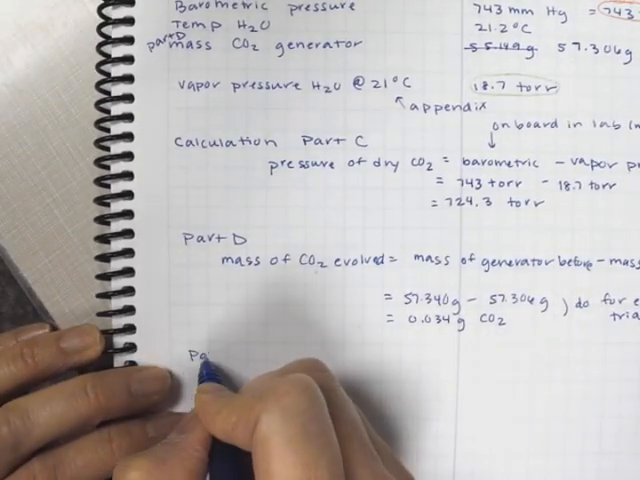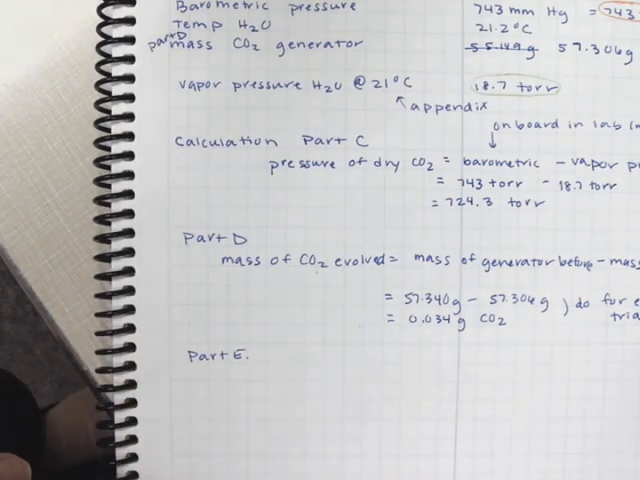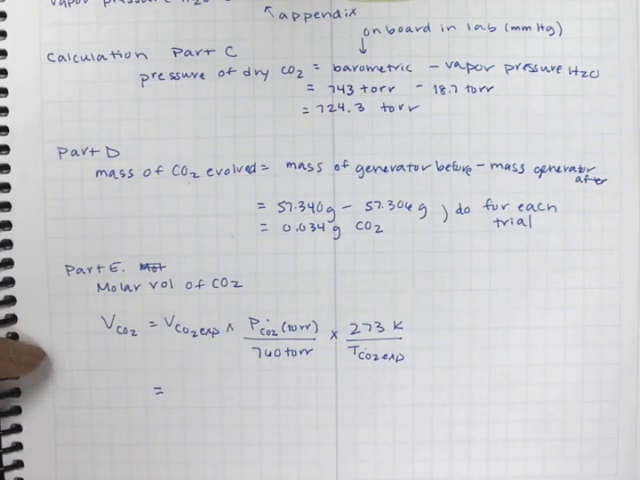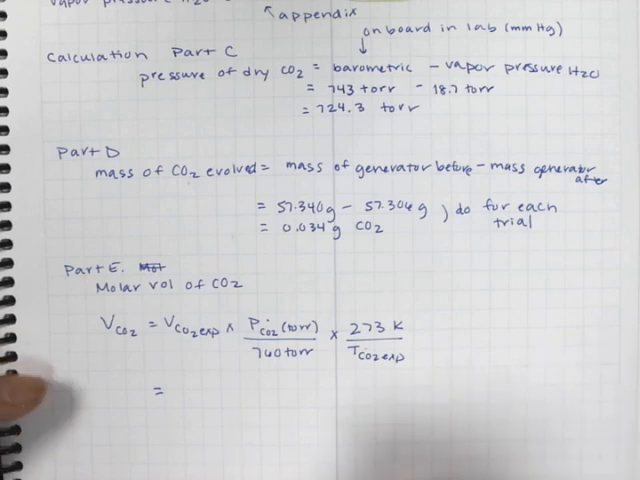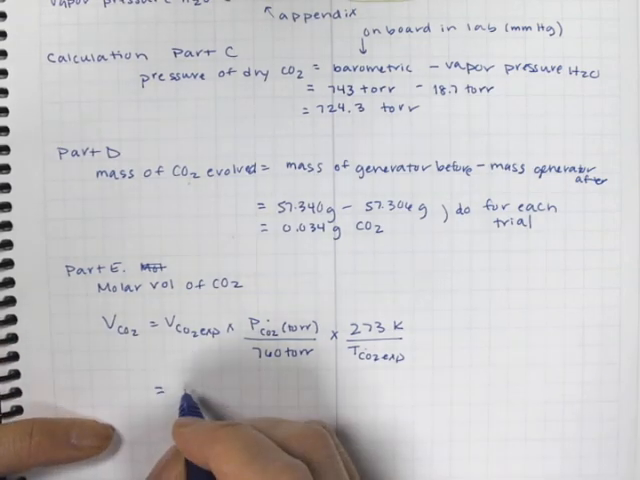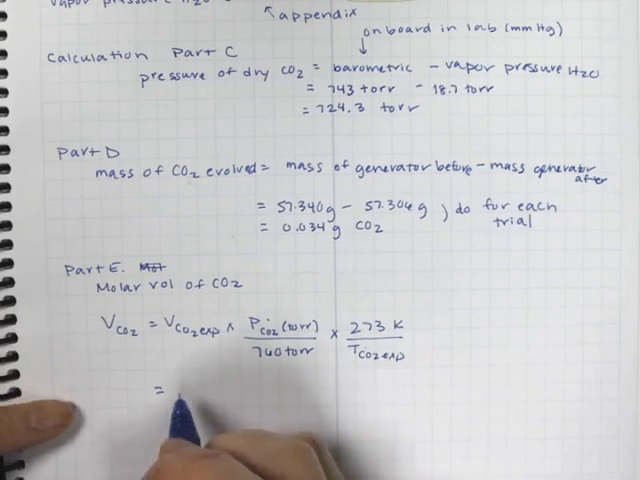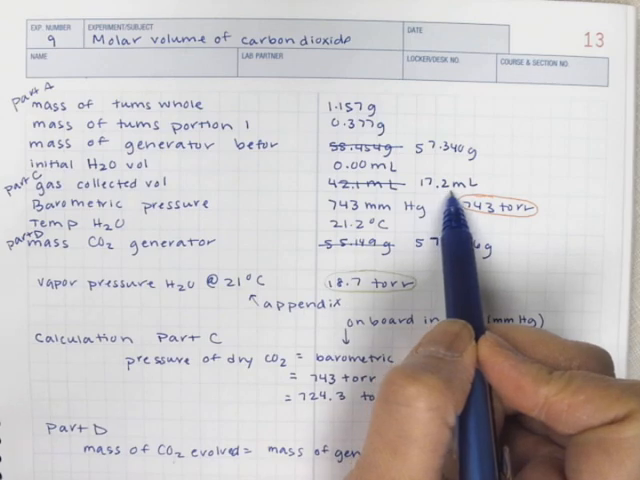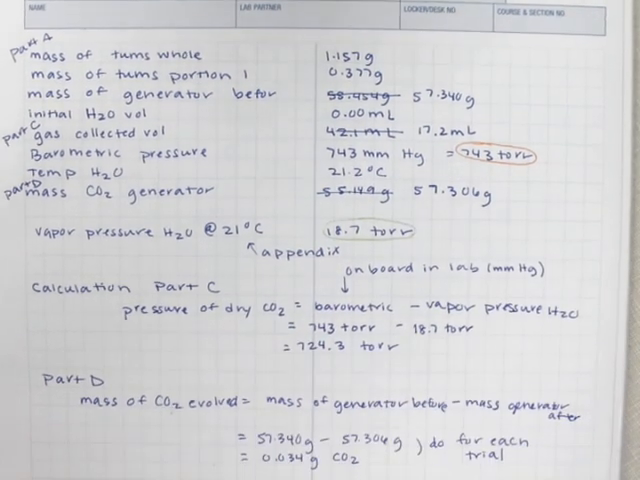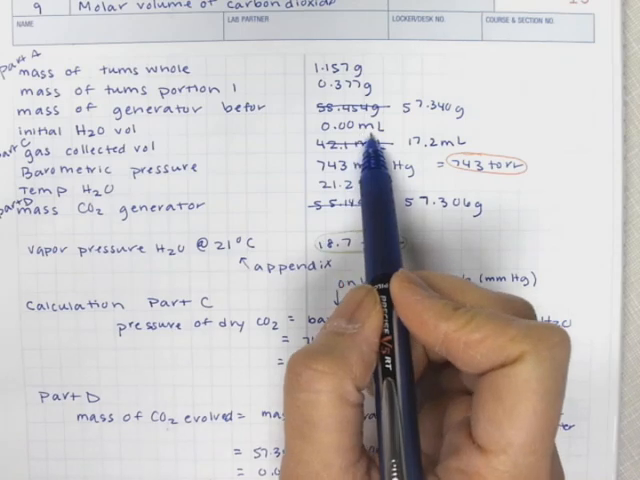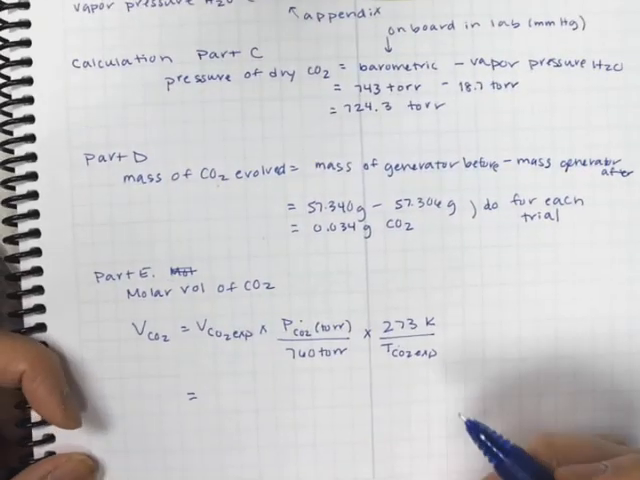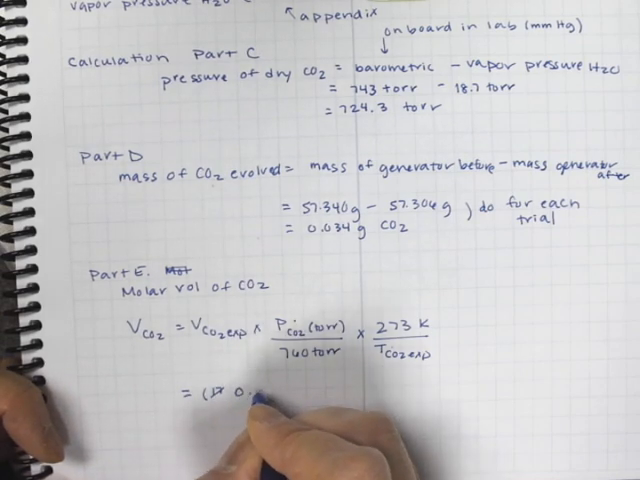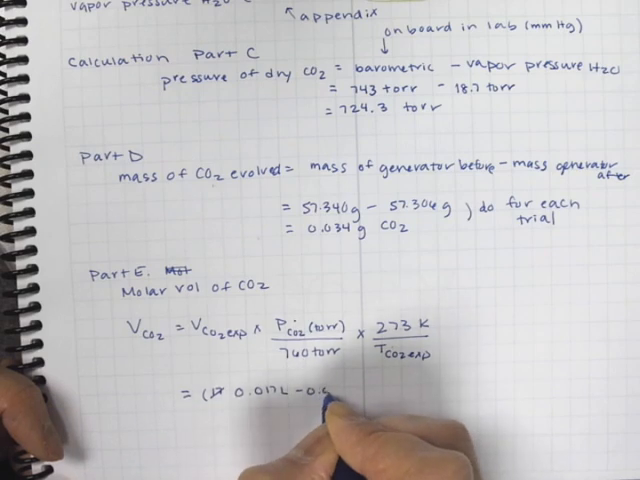Part E is the next calculation. For part E you have the molar volume of CO2 gas, and that should be in liters. We take the VCO2 experimental, the volume of gas that you collected, which for me was 17.2 mL displaced, minus 0. If you filled your graduated cylinder and there were no air bubbles, your initial volume should be 0 mL. So this is 0.017 liters minus 0.00 liters.